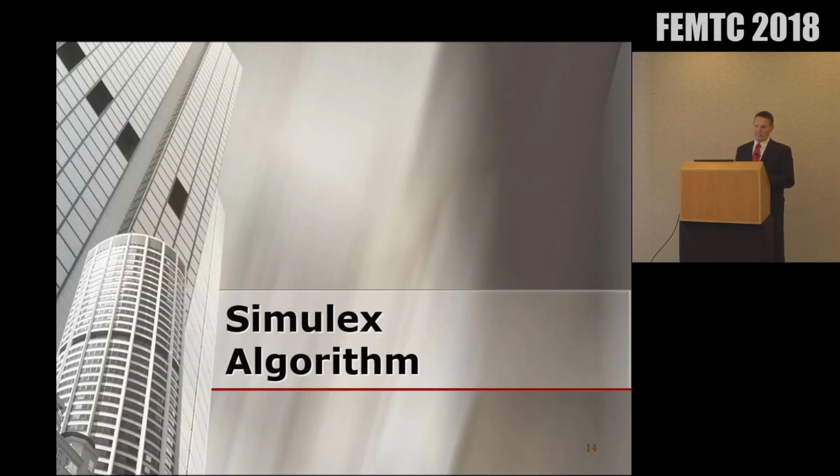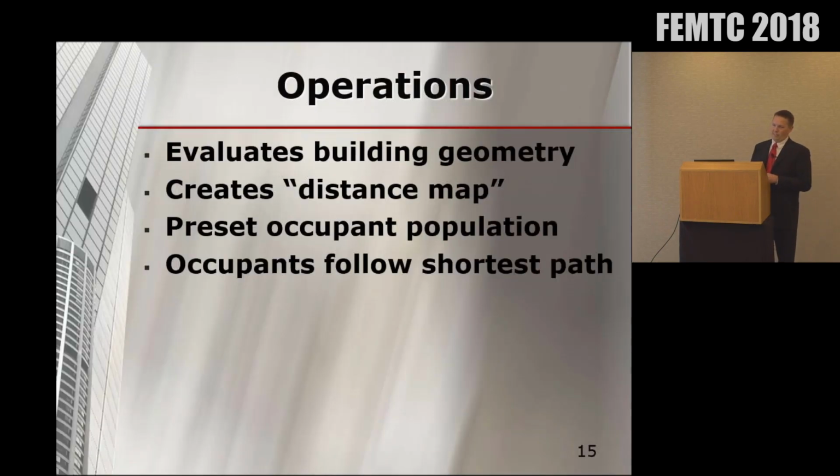So how does Simulex maneuver the people? It looks at the building geometry, which is user input, and then it divides that geometry into 20 centimeter by 20 centimeter grid cells. Unlike FDS, we don't have control over those grid cells. We don't know exactly where they land, which we'll talk about in our case studies, how that can be challenging. From those grid cells, it creates a distance map.